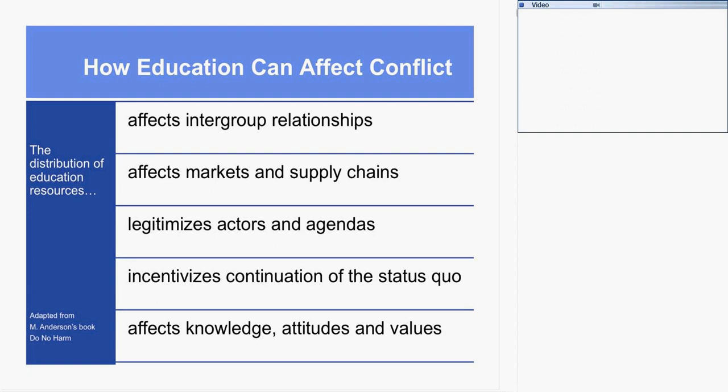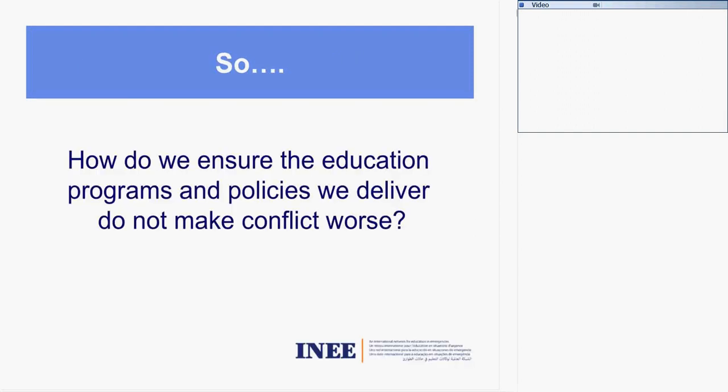Education affects knowledge, attitudes, values. For example, a teacher ignores students from marginalized groups and gives preferential treatment to students from the group in power. Or a history curriculum refers to certain groups with stories of language. All of these are examples of ways education at the sector level contributes to conflict.